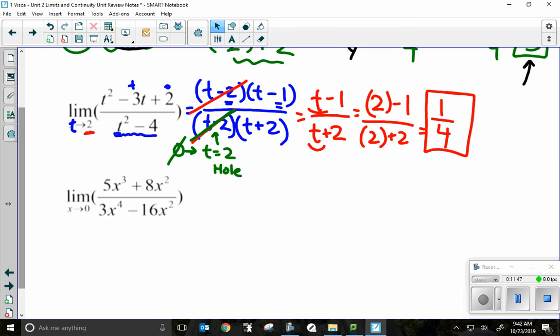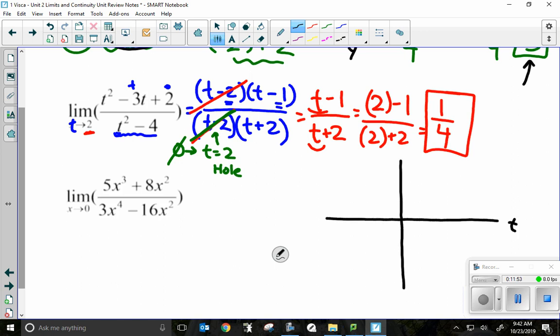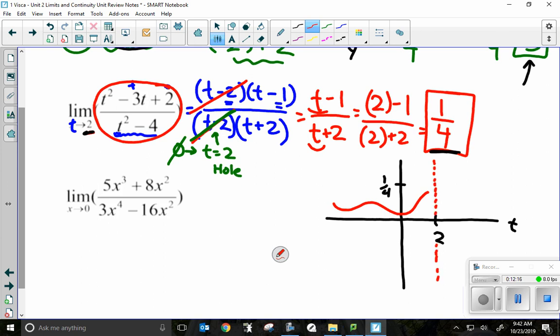Remember how I was saying earlier that the limit is telling me, now this is t instead of x, as t approaches 2, my y value looks like it should approach 1/4. All right? So as I graph my original function here, if I come from the left, it looks like it's going to approach and hit 1/4. Here's my x value of 2. It looks like it's going to approach a y value of 1/4, right? It looks like it's going to approach right there, that intersection, and from the other side it comes down, approaching that way too.